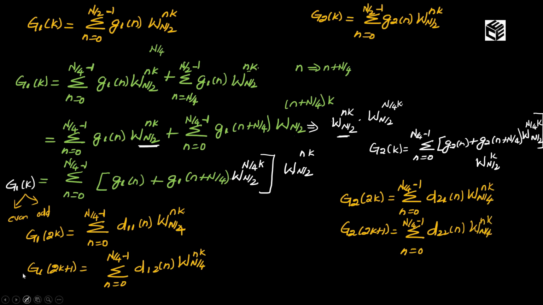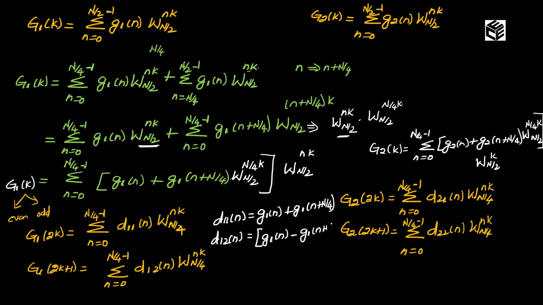Okay, now I need to find what is this d11 of n and what is this d12 of n, what is d21 of n and what is d22 of n, correct? So d11 of n is equal to g1 of n plus g1 of n plus n by 4. Okay, and d12 of n is equal to g1 of n minus g1 of n plus n by 4, the whole multiplied by w n by 2 power n.